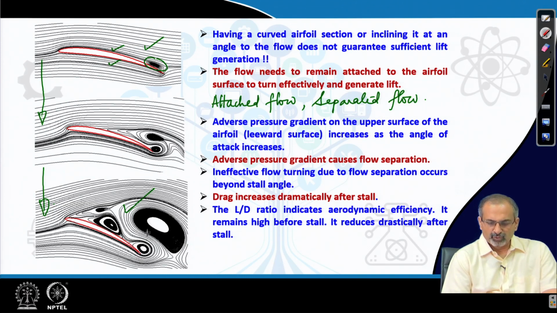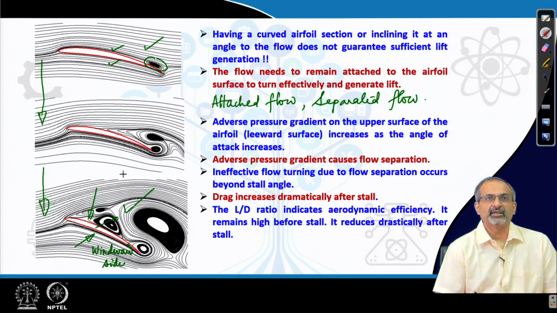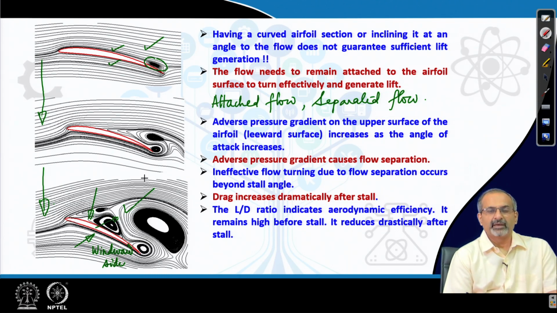There are flow structures which are developing, especially you will notice they are developing on the upper side of the airfoil and its neighborhood, not on the lower side. The lower side is often called the windward side. It seems to be facing the wind more head on, while the upper side seems to be kind of shadowed. It is not seeing the wind head on. Upper side is often called the leeward side.